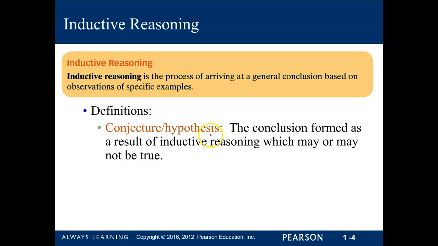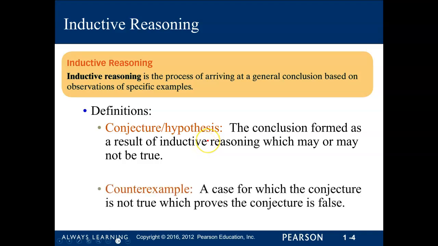Now, if we are able to have a conclusion, but there exists one example that will make that conclusion false, that is what we call a counterexample. Okay, so just one incident that can make the conclusion false, then that would be a counterexample. We'll get to this in a few.